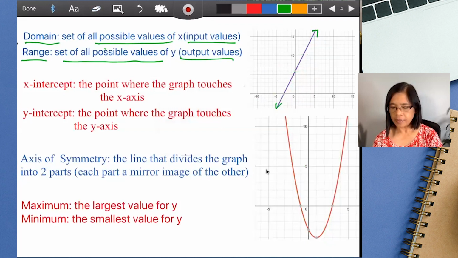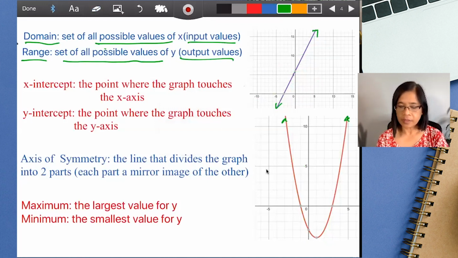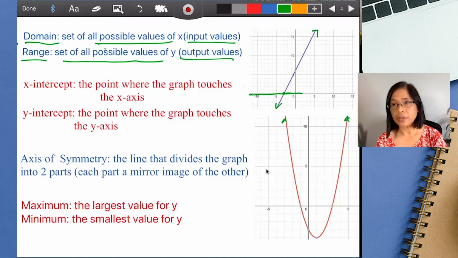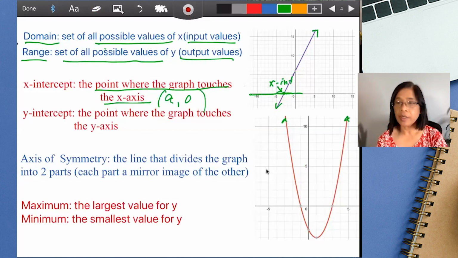Then let's look at the next vocabulary word, the x-intercepts. The x-intercept is the point where the graph touches the x-axis. To find the x-intercept, I want you to sketch this on your paper or in your notebook. Draw a line from left to right along the x-axis and stop where the x-axis would intersect the graph. This point, which is the intersection, is called the x-intercept. It's the point where the graph touches the x-axis, and we denote this x-intercept by (a, 0), where a is the x-intercept value.